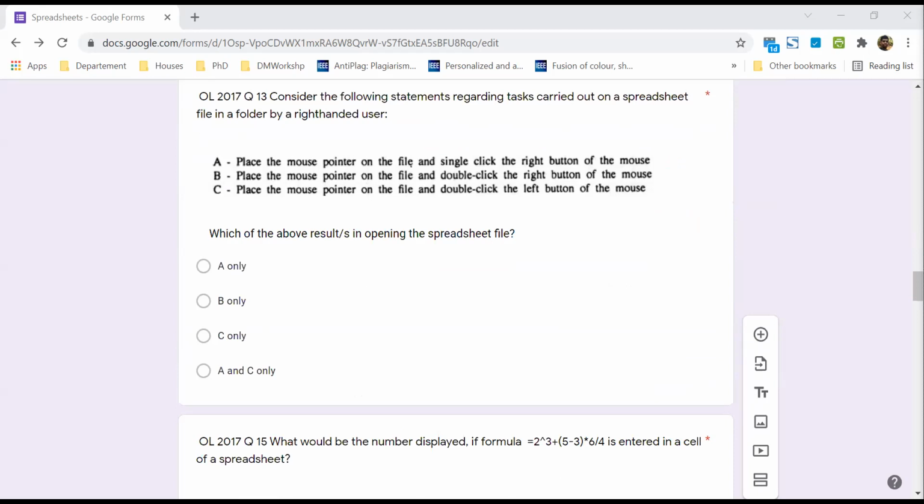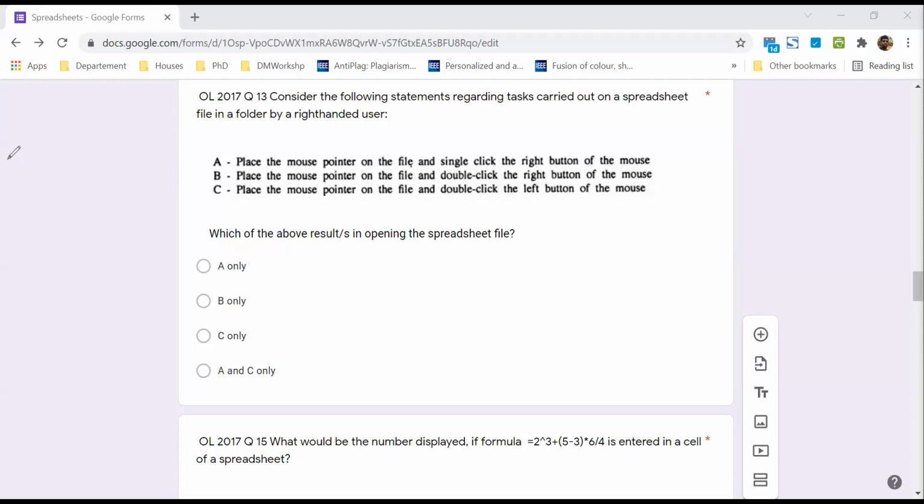This is from 2017. Right. Consider the following statements regarding a task carried out on a spreadsheet file in a folder by a right-handed user. Right. First one, it says place the mouse pointer on the file and single click the right button. And B, place the mouse pointer on the file and double click the right button. And C, place the mouse pointer on the file and double click the left mouse button.